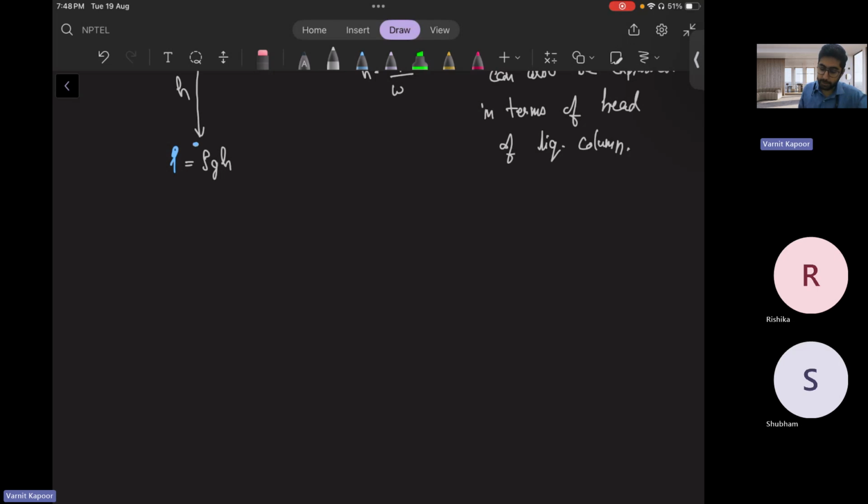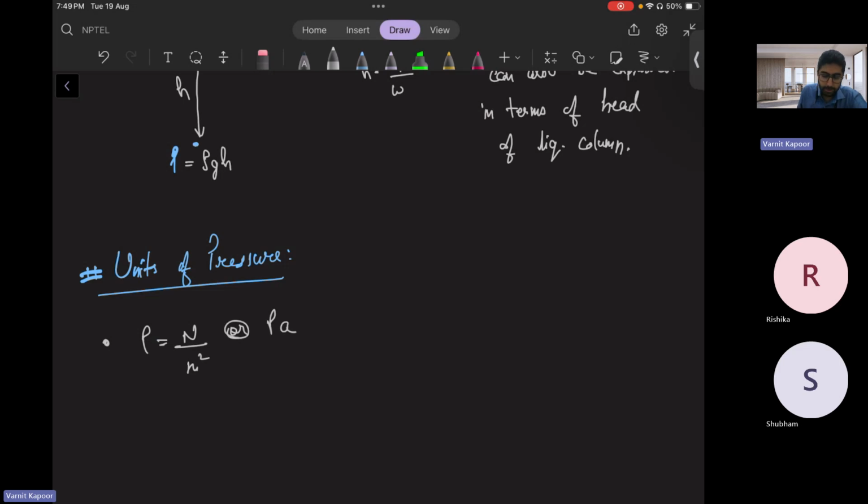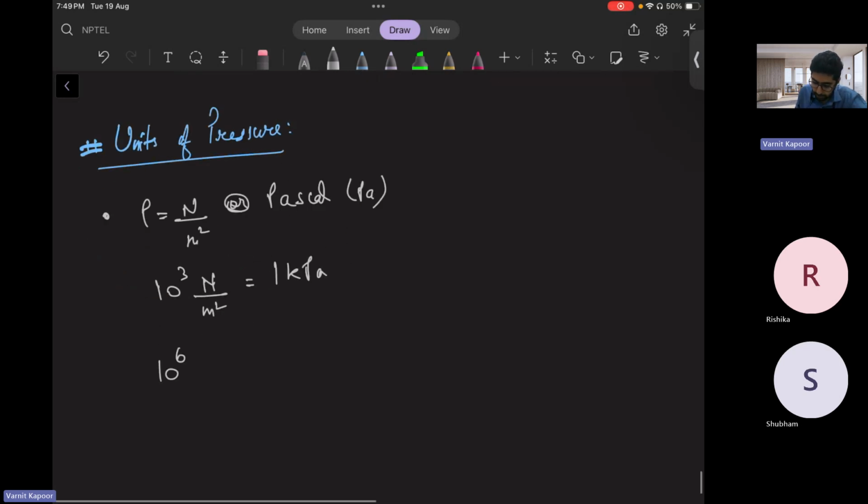Now, next is units of pressure. What are units of pressure? Different units of pressure. So again, SI units. So pressure is nothing but Newton per meter square, or it is said as pascals. Pascal. Okay. So what is kilo in terms of kilopascal? I'll multiply with both sides Newton per meter square, and it will be 1 kilopascal. Okay. If I multiply with 10 to the power of 6 Newton per meter square, it is 1 megapascal. Okay. 1 megapascal.